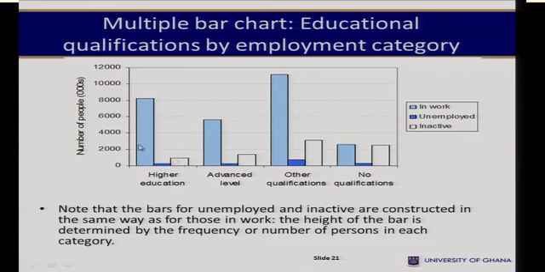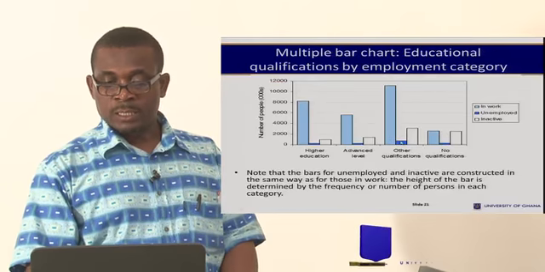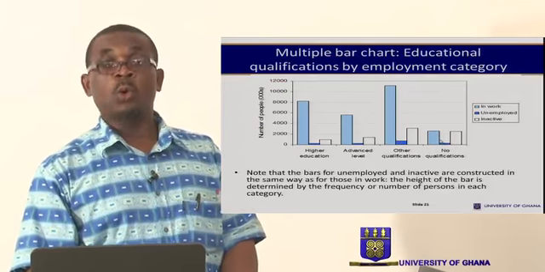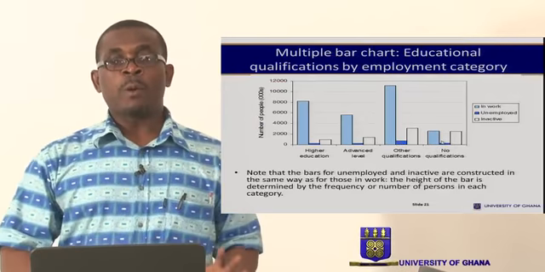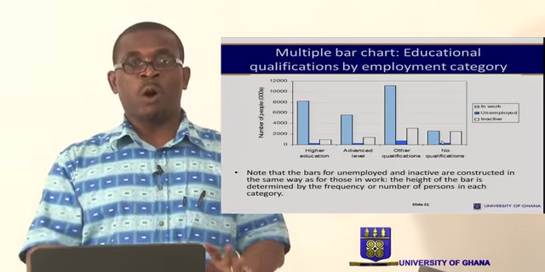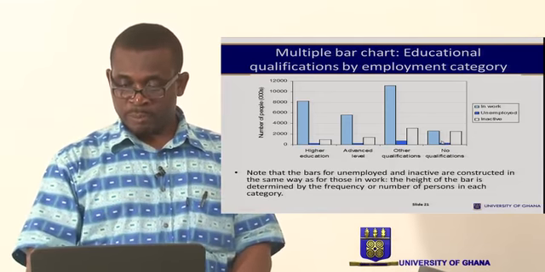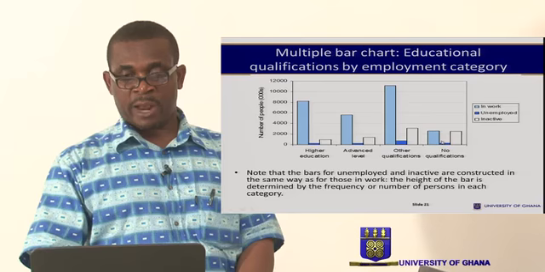So at a glance, you can see what is happening. Similarly, when you come to advanced level, you do it for the three categories of employment status: in work, unemployed, inactive. The same is done for other qualifications, and then no qualifications. So this gives you a pictorial overview of the circumstances of these people rather than just looking at the numbers, which is meaningless. So it's a nice way of summarizing data.